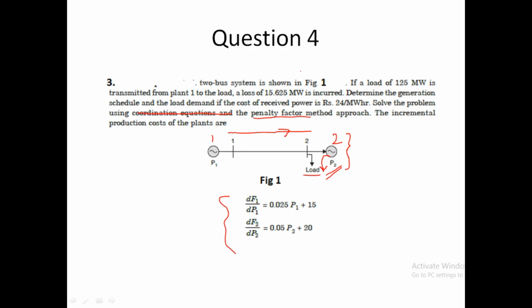Now what is this? The cost received by the plant will be the Lagrangian multiplier. You just note down that the cost received by a plant, rupees 24 per megawatt hour, is what is given as lambda, the Lagrangian multiplier for the system.